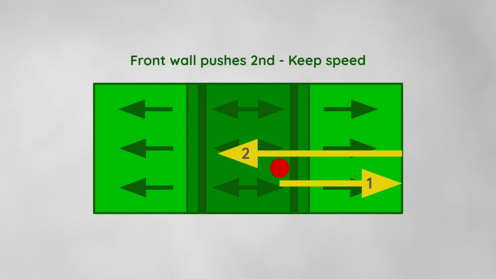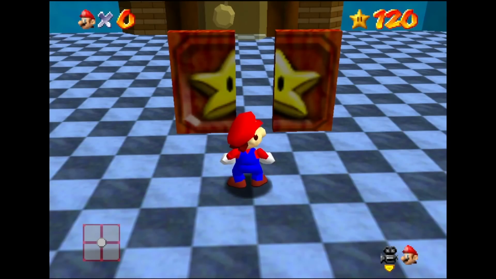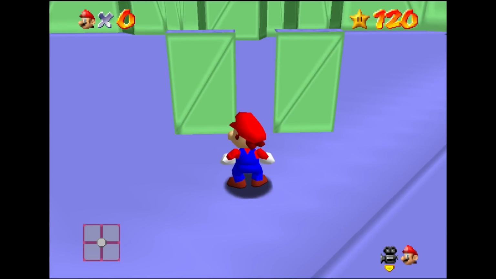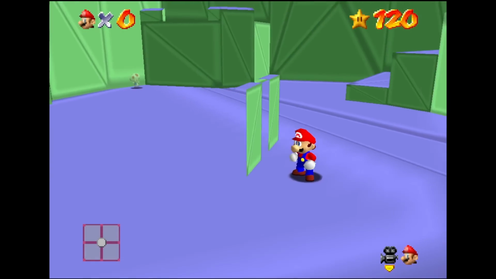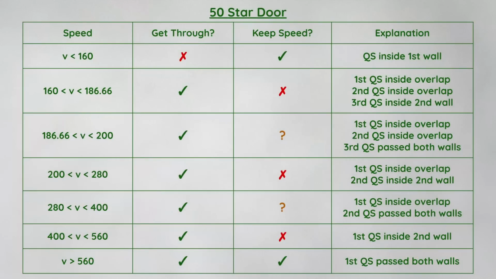In our case, if the front wall happens to push us second, we keep our speed, but if the back wall pushes us second, we lose our speed. Because these doors are made up of many different wall surfaces, whether or not we lose speed as we go through seems to depend on where on the door we clip through. Here's a table of what happens as we try to clip through the door at different speeds. Unlike the side wall, it seems like there's no way to randomly lose our speed without clipping through.